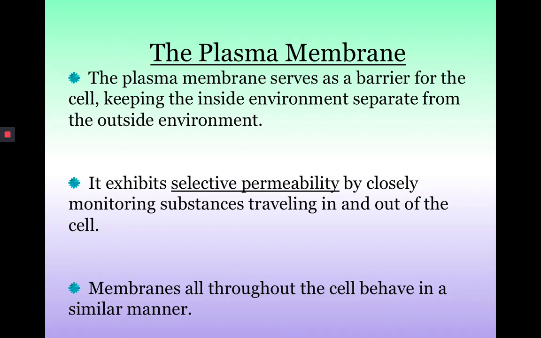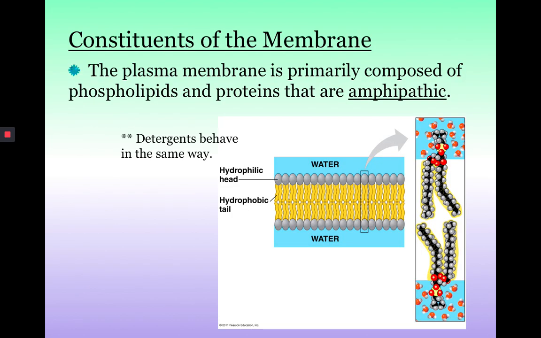Membranes all throughout the cell behave in a similar manner. So in a cell, all the membrane is basically going to be composed of the same thing. From the ER to the Golgi to the outer cell membrane, it's all going to be the same. So let's talk about the constituents of the membrane. Plasma membrane is primarily composed of phospholipids and proteins that are amphipathic.